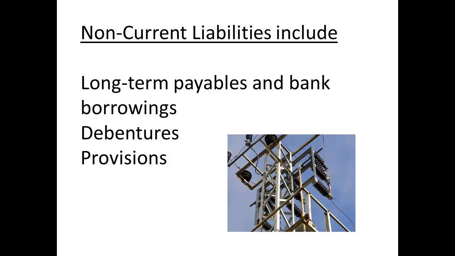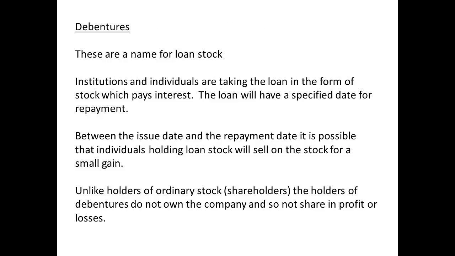Non-current liabilities include any long-term payables and bank borrowings, debentures and provisions. Debentures are a form of stock. They are loan stock, where an entity raises money by issuing loan stock to be repaid with a set interest rate by or on a particular date. Those who hold loan stock may sell their holding on to other individuals or institutions. Holding loan stock does not give you the rights that a holder of ordinary stock has.